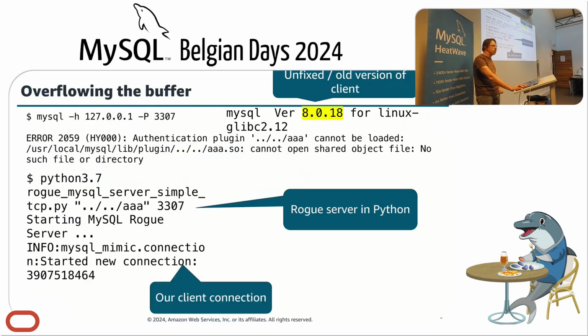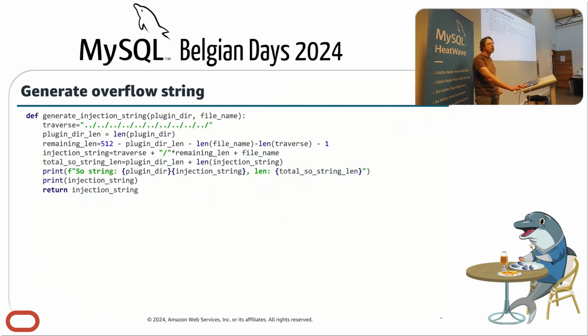So we have an unfixed old version of the client. I connect using my Python server, right? And this is our client connection. So I created this very bad example of Python code. I'm not a Python developer, don't judge me on that. This is also pre-ChatGPT, so I was unable to use ChatGPT.